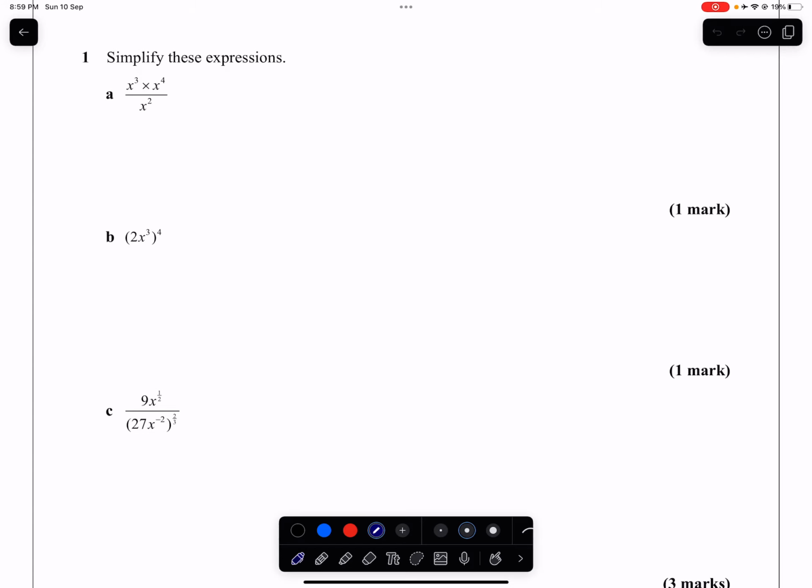Question 1. Simplify these expressions. So we have this x cubed times x to the power 4 that simplifies first of all to become an x to the power 7. And then when we divide that by x squared, we end up with x to the power 5.